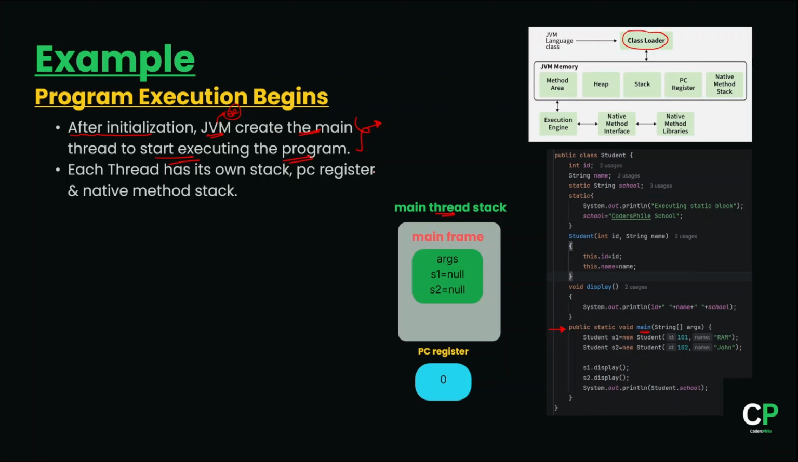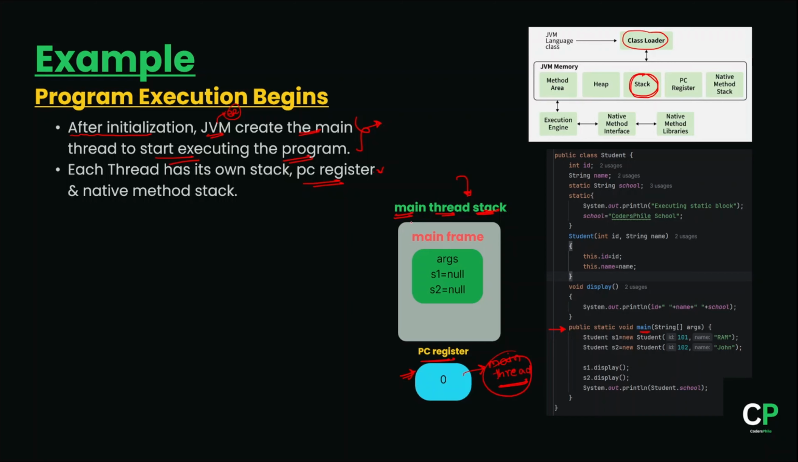Now, as we have already learned, the main thread is created, and each thread has its own private stack. So the main thread stack is created in the JVM memory area, and also each thread has its own program counter register. So this is the program counter register for the main thread.